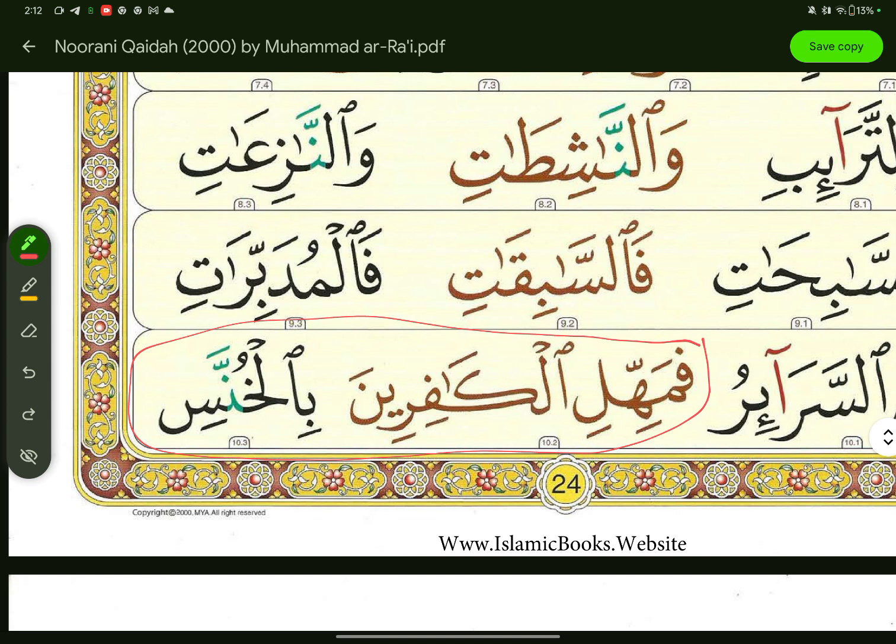Famahili kafirina. Raw or tin? No, there's a raw here and there's a yeah. Raw. Sorry, right. Famahili kafirina. Very good. Ahsant. Last one.